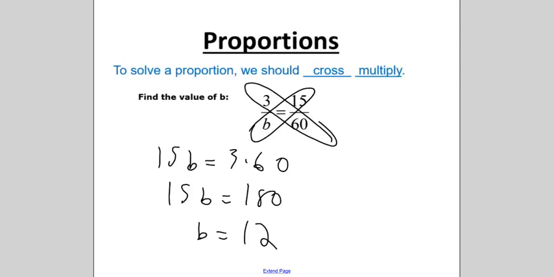Oh, and real quick, the beautiful thing about this is you can take 3 over 12 and turn it into a decimal, and just do 3 divided by 12, and you get 0.25. And if you take 15 over 60 and do 15 divided by 60 on the calculator, you're going to get 0.25, and that proves that you got the right answer. So you can check your work.